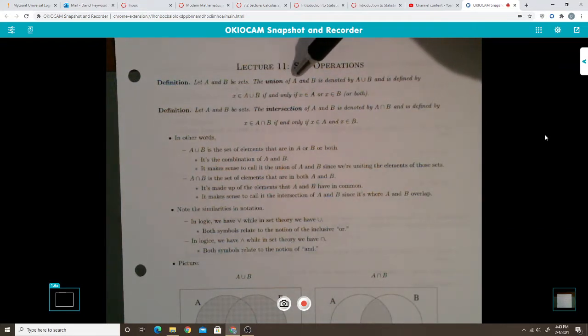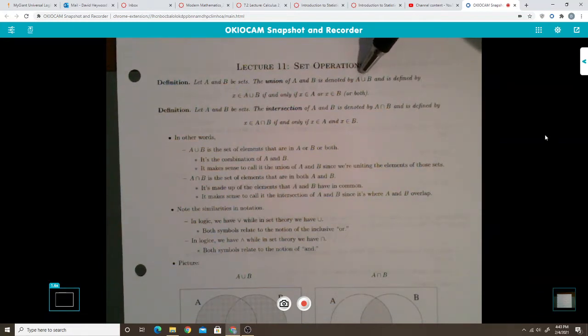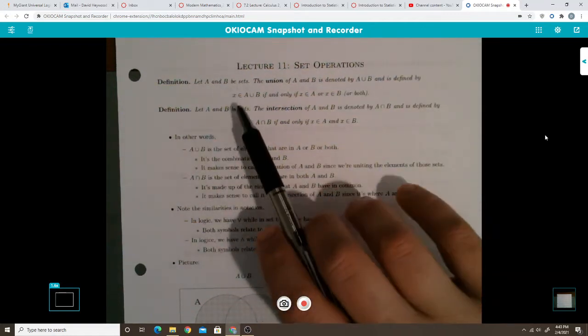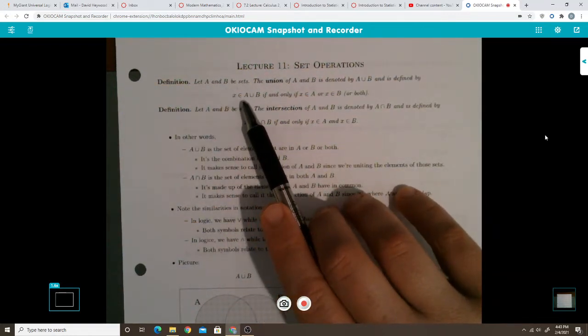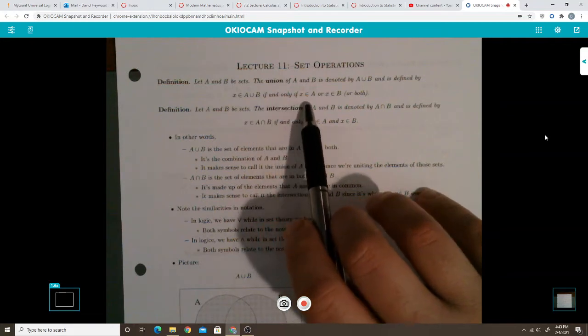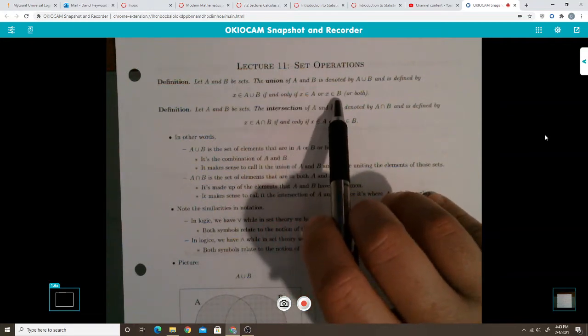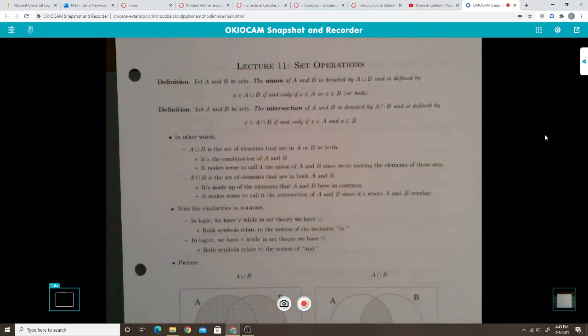The union of two sets A and B is denoted by A union B. So we call that symbol union. So we call this A union B. So U for union, right? A union B. And it's defined by X is in A union B if and only if X is in A or X is in B or both. Okay? So as long as X is in one of these sets, then we say X is in the union.